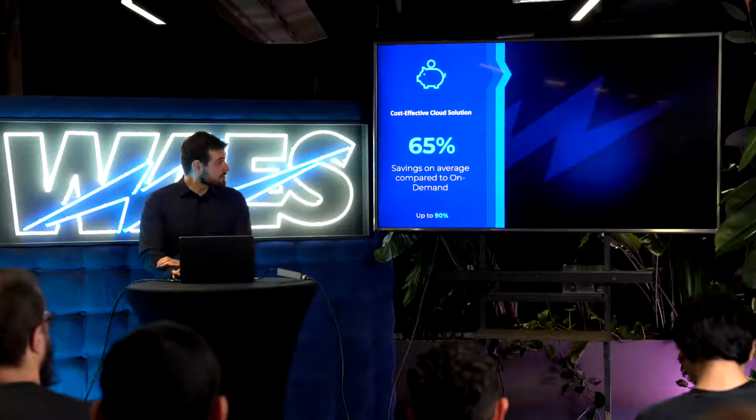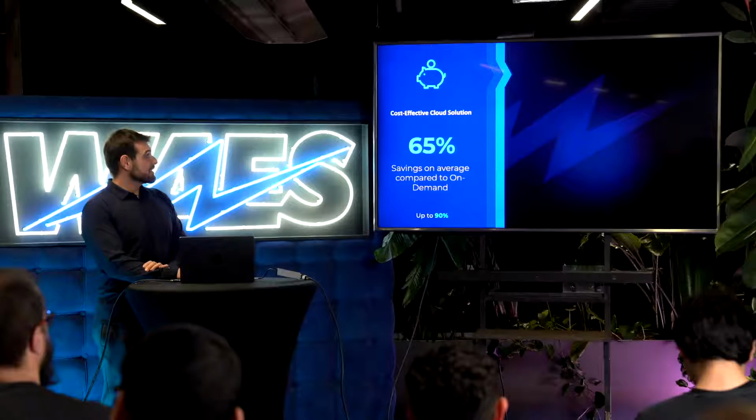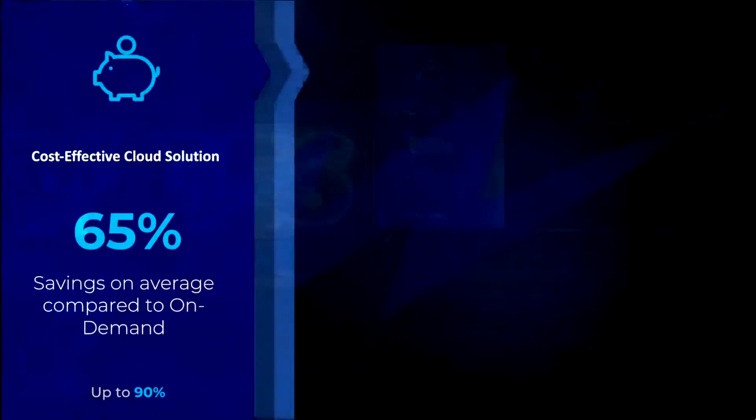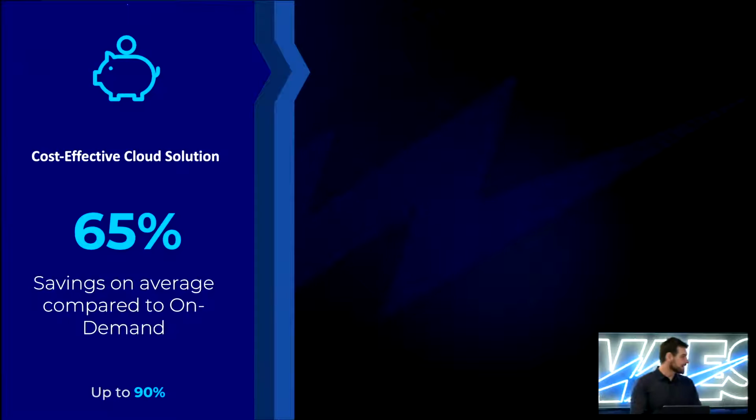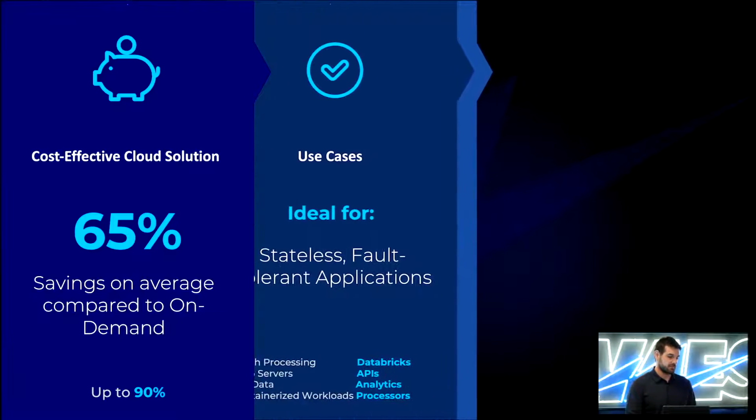So this is some data on spot instances. AWS says that they're up to 90% cheaper than a normal, on-demand instance, and in my experience, it's usually about 65% cheaper. I've never seen a 90% decrease in costs, but 65% is almost always the case.